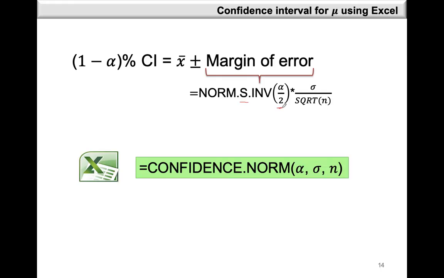There's also a shortcut formula, and this is the CONFIDENCE.NORM formula. And in the formula, we're going to place alpha, our level of significance, comma sigma, the standard deviation from the population, comma n, which is your sample size. And in this case, we are placing alpha since it's going to return to us a margin of error for a two-sided confidence interval.